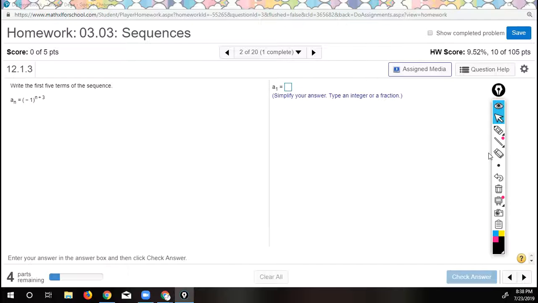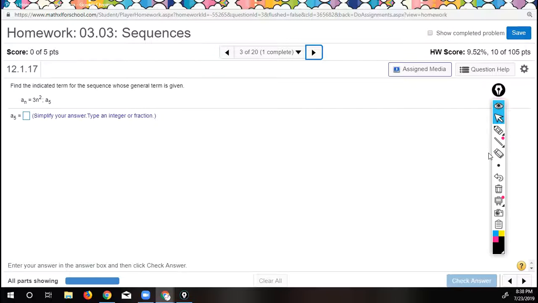Oh, that one is an even. So we're not doing evens. You guys are doing the same thing. We're just doing odds. So find the indicated term of the sequence whose general term is given.